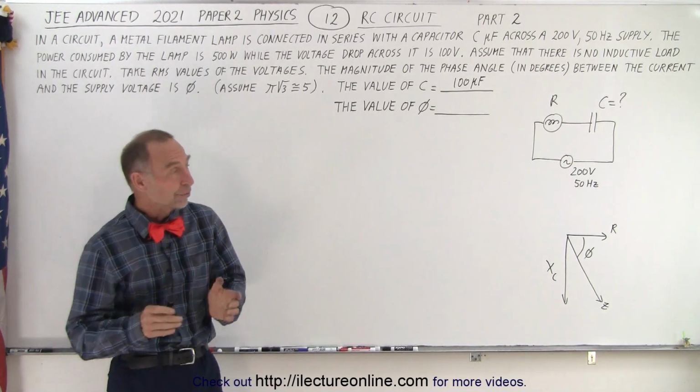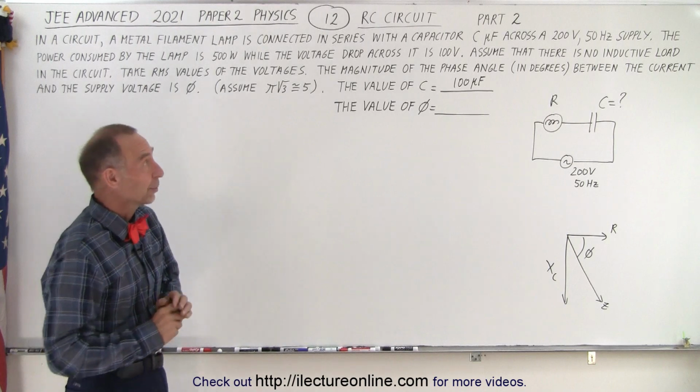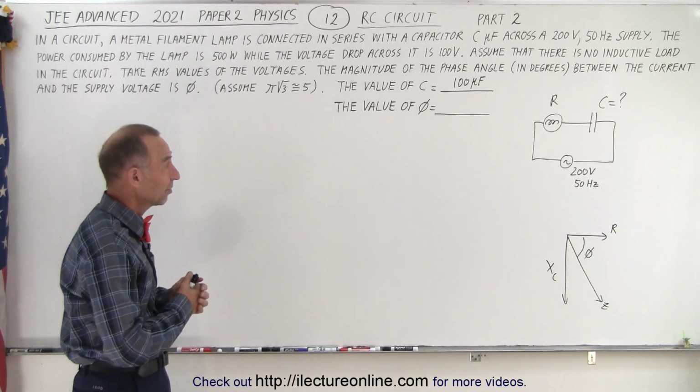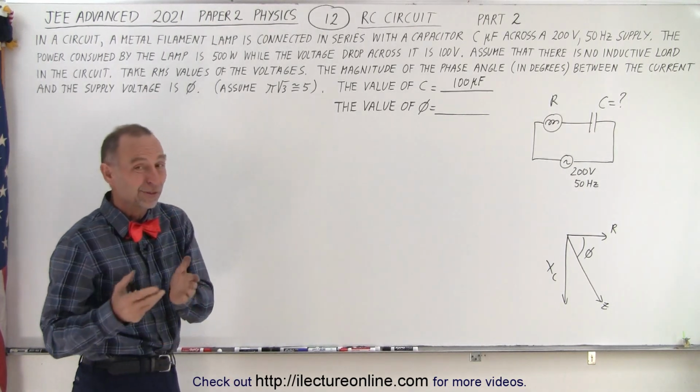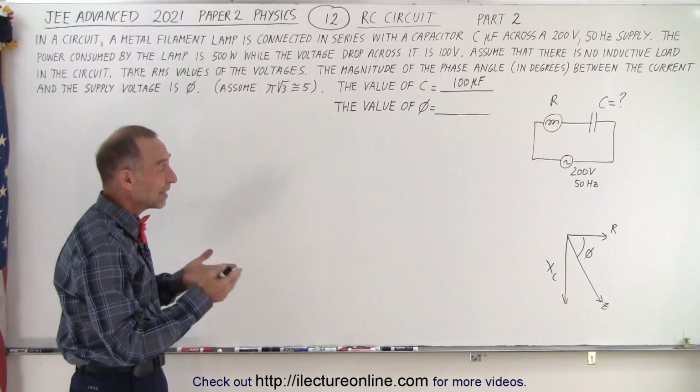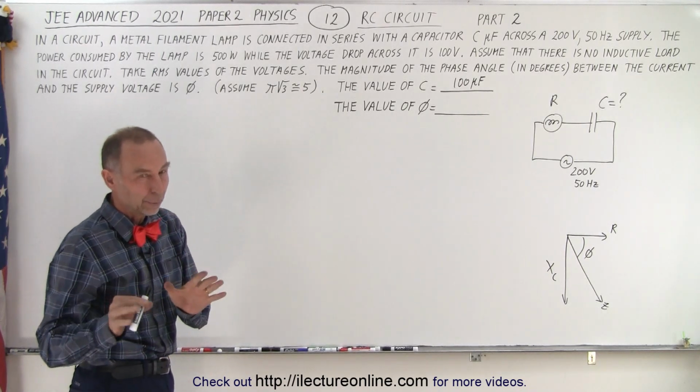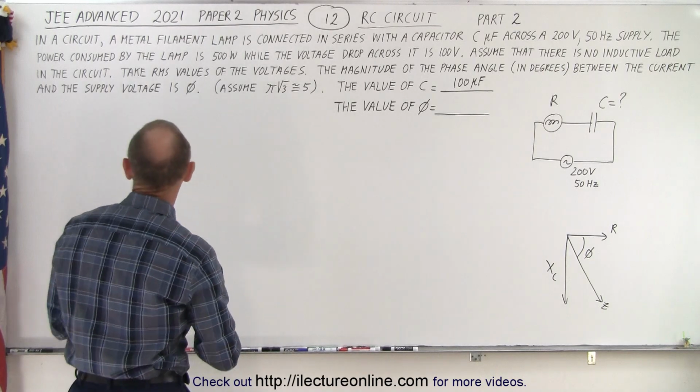Here's part 2 to the problem that we started with on the previous example on our video, and you'll find out that part 2 is a lot easier than part 1. Once we understand what the capacitance is and we have a phase diagram, we know the resistance and the impedance, it should be easier to find the phase angle. So let's quickly read the problem to remind ourselves what it was about.